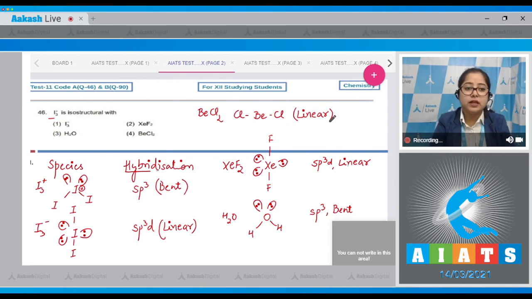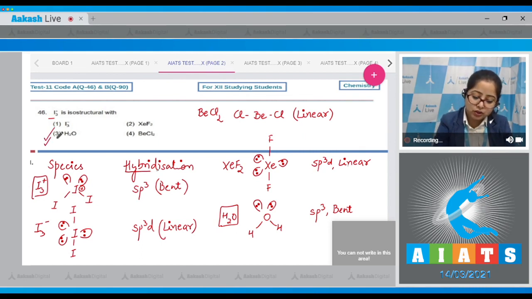So students, it is very clear that I3 plus is isostructural with H2O, since both have bent shape and the hybridization of central atom is sp3. That means the correct answer for this question is option number 3.